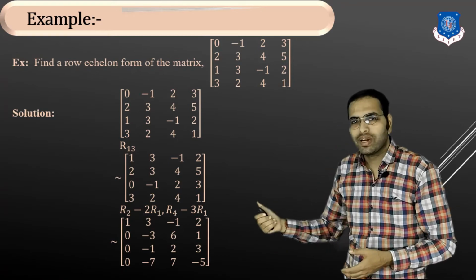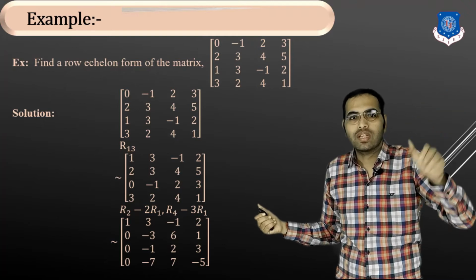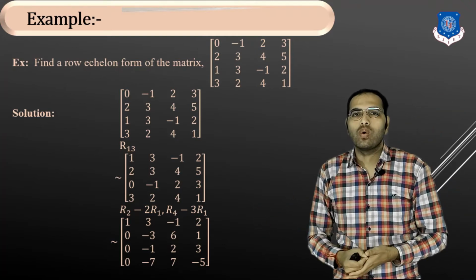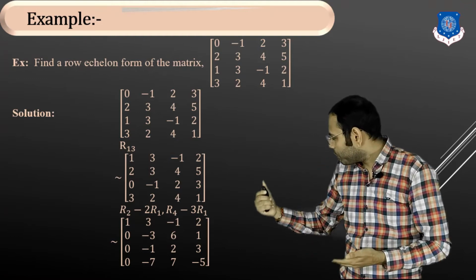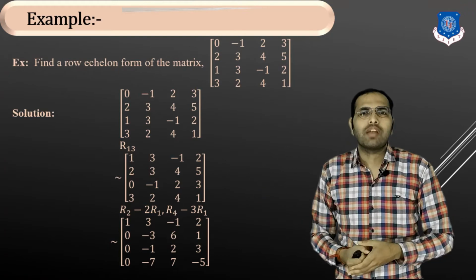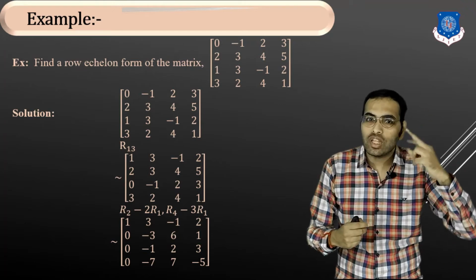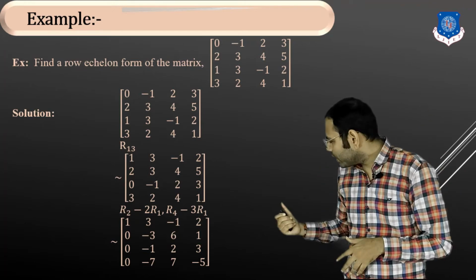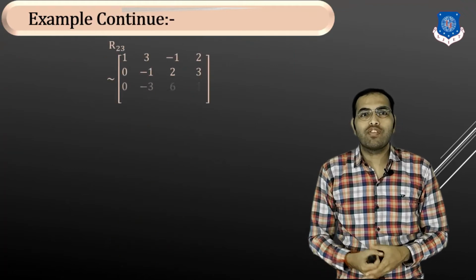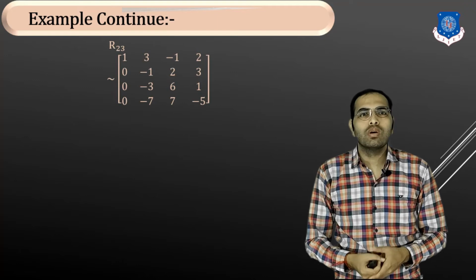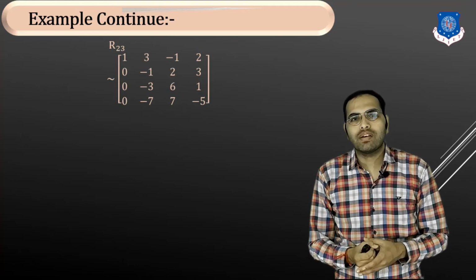Now in this matrix, the first leading element 1 already exists. In the second row, we have to make the second leading element, which is minus 3, into 1. We can divide by minus 3 or interchange rows as you like. Here the second and third rows are interchanged. Then it gives 1 3 minus 1 2, 0 minus 1 2 3, 0 minus 3 6 1, 0 minus 7 7 minus 5.